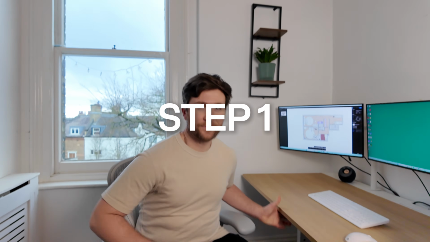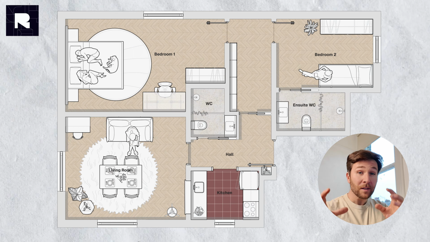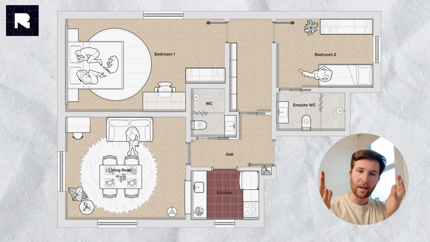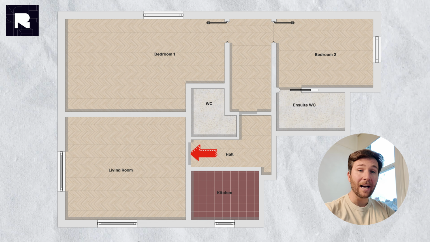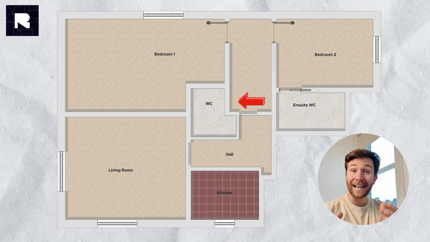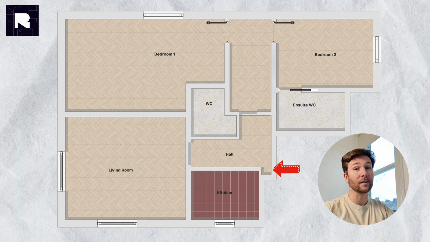Without further ado, let's get started with this very typical 2-bedroom flat layout. Step 1. Clear the plan. The first thing I do, I remove everything. Because furniture hides layout problems. It hides bad circulation, it hides tight corners, and it hides wasted space.